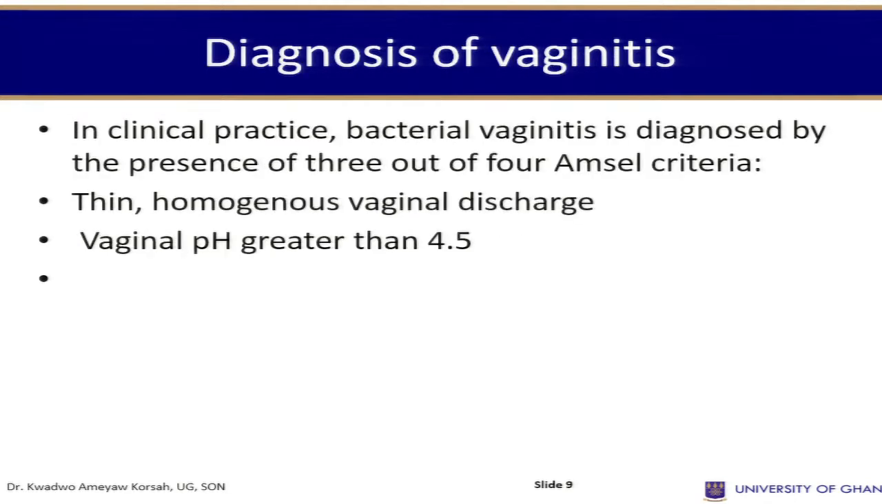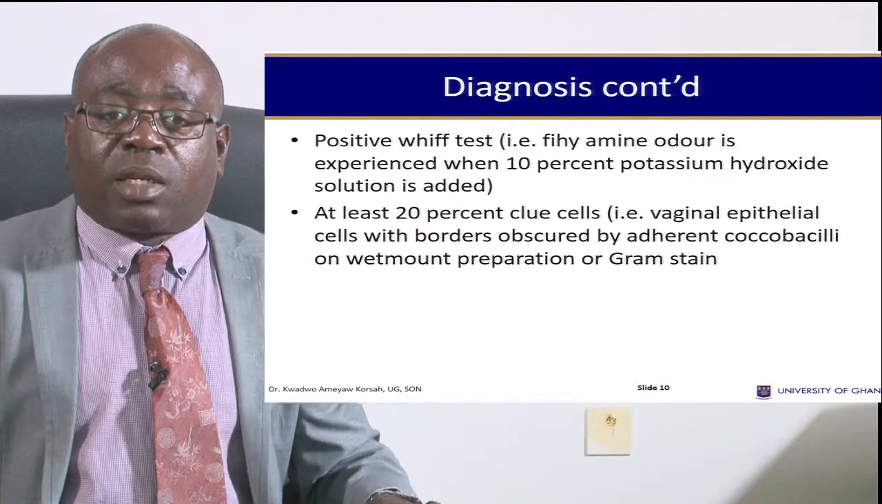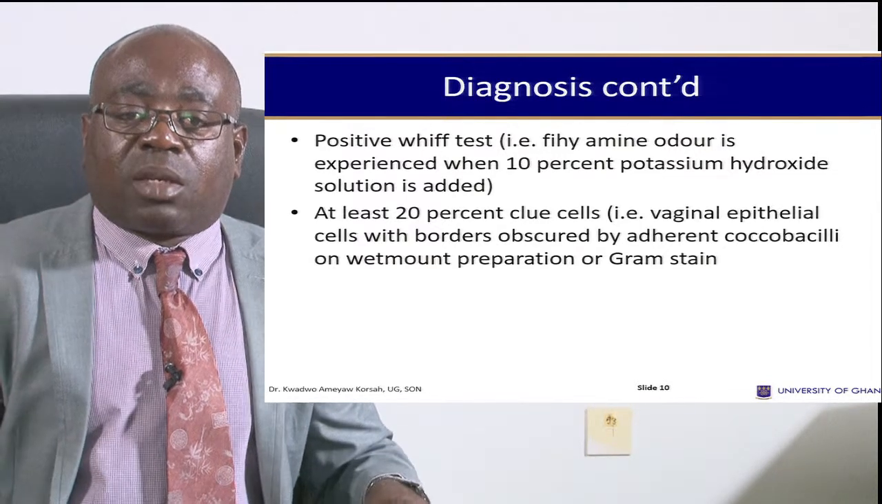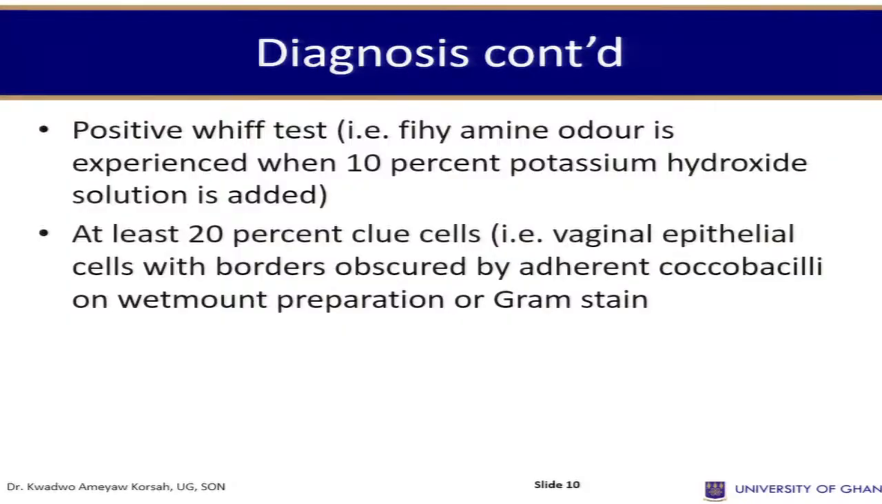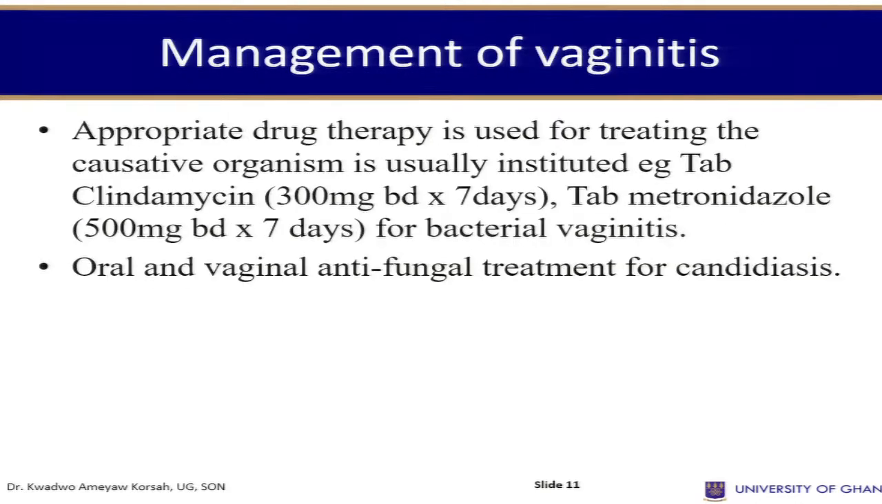And the diagnosis of vaginitis. In clinical practice, bacterial vaginitis is diagnosed by the presence of 3 out of 4 criteria: thin homogeneous vaginal discharge, vaginal pH greater than 4.5, and a positive whiff test. We can also look for at least 20% clue cells, vaginal epithelial cells with borders obscured by adherent bacteria, and preparations of Gram stain can also reveal other substances.